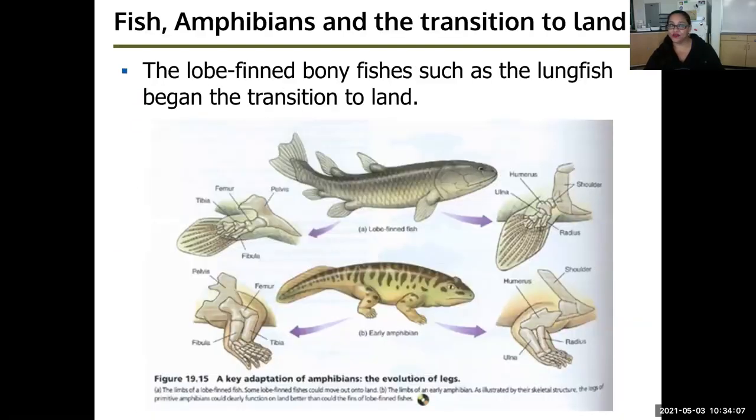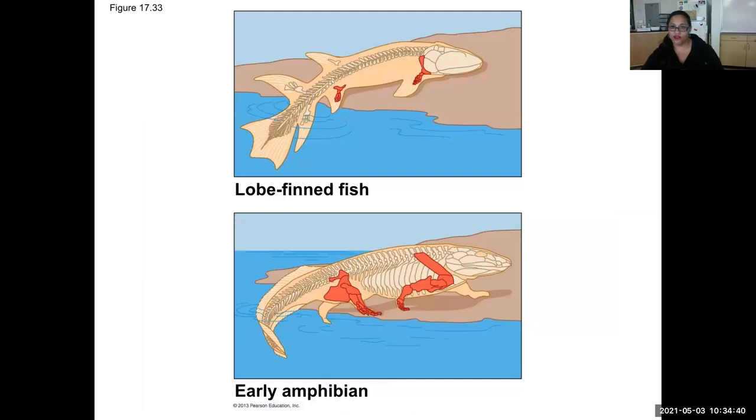Fish amphibians in the transition to land. Lobe-finned bony fishes, such as the lungfish, began the transition to land. We're only talking about it shortly here, but this is what your Ed puzzle is on this week. Their fins eventually reformed and the bones became different arm bones or finger bones. So lobe-finned fish, they used to be finned. They got reconstructed into limbs. So fish can crawl out of the ocean and live on land.